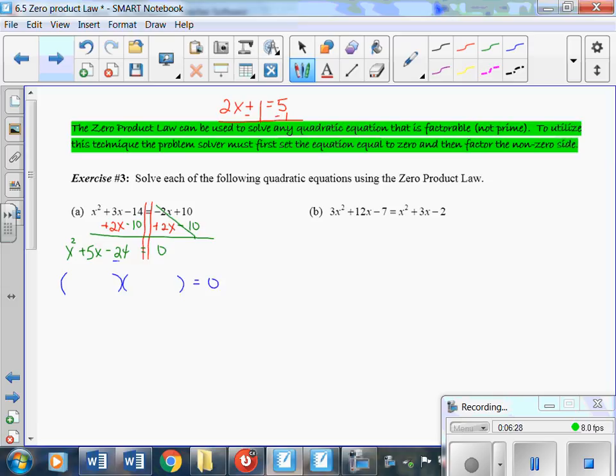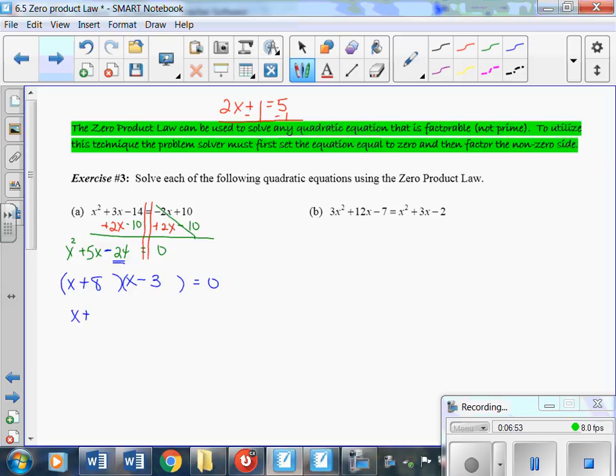So we're looking for two numbers that multiply to 24 that subtract to give me 5. So we have x and x, and we have positive 8 and minus 3. All right, so that means negative 3 times positive 8 is negative 24. Positive 8 plus a negative 3 is a positive 5. So we're good here. So now we have this product set equal to 0.